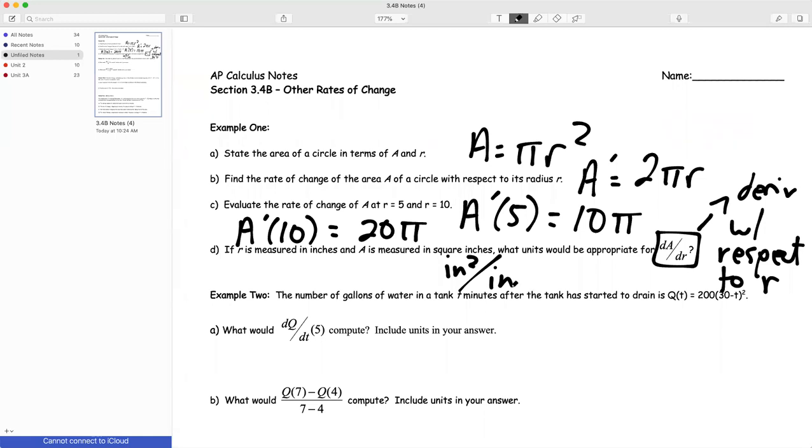Okay, so example 2, what I want to do is kind of go through these and make sure that we understand conceptually what we are talking about. So example 2, it says the number of gallons of water in a tank, t minutes after the tank has started to drain, is Q(t) equals 200 times (30 minus t) squared. And so let's think about Q(t) for a second.